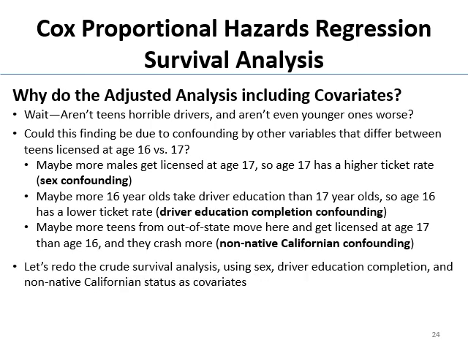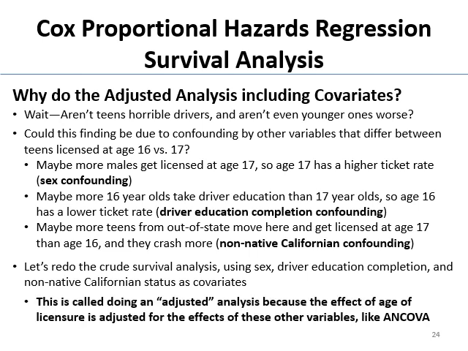So we are going to redo the crude survival analysis using sex, driver education completion, and non-native Californian status as covariates. All of those are nominal. This is, again, what we call an adjusted analysis because the effects of age of licensure is adjusted for the effects of these other variables, just like ANCOVA and just like we did with age and sex last week with logistic regression.